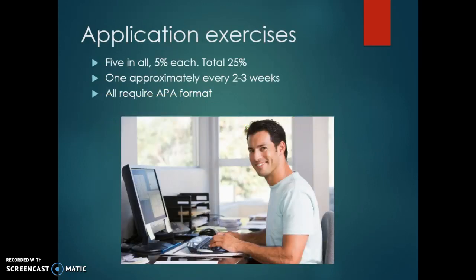For application exercises, there are 5 application activities, and they each count 5% for a total of 25%. You should see these approximately every 2 to 3 weeks, and always remember that these do require APA format, and you want to not be losing points on that. I think people have come a long way with that in the 2 sections I had last semester, so we want to keep that train going.